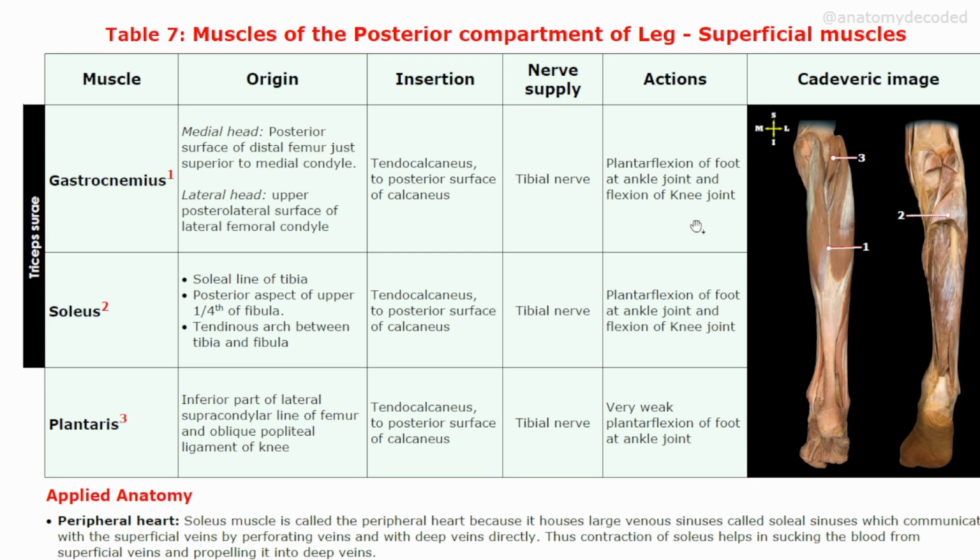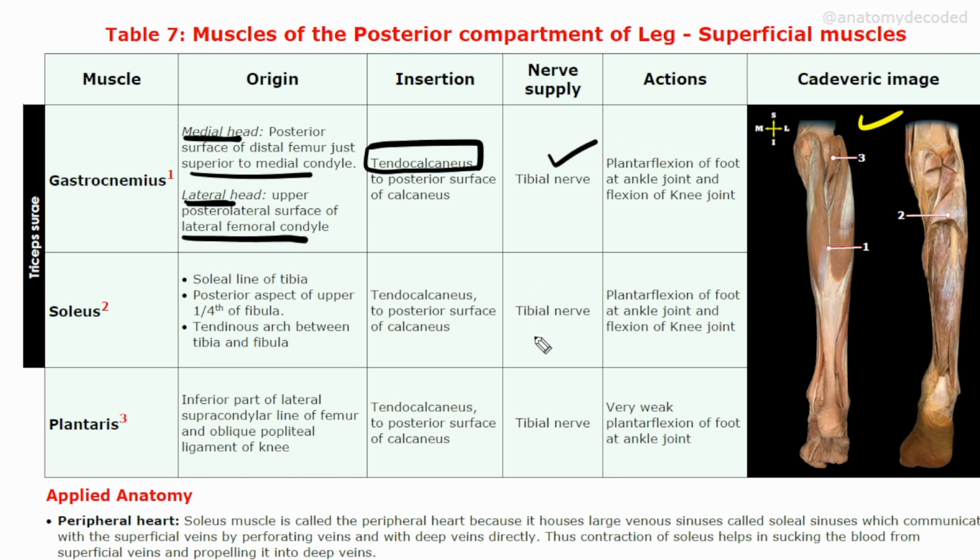So this table will show the origin, insertion, nerve supply, action, as well as will identify them in these cadaveric images. Okay, so gastrocnemius muscle, as we know, has two heads of origin. The medial head and lateral head are both arising from the femur. The medial head will arise above, or superior to, the medial condyle, and the lateral head is arising from the posterolateral surface of the lateral femoral condyle. Okay, insertion we have seen: tendocalcaneus. Nerve supply is the tibial nerve.